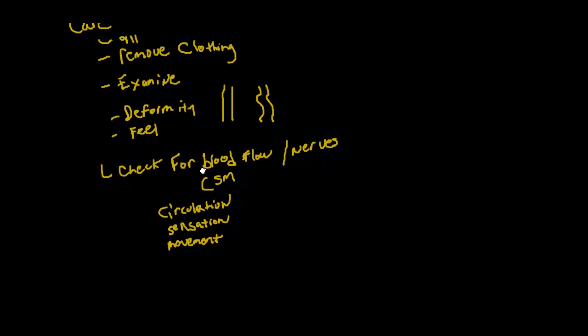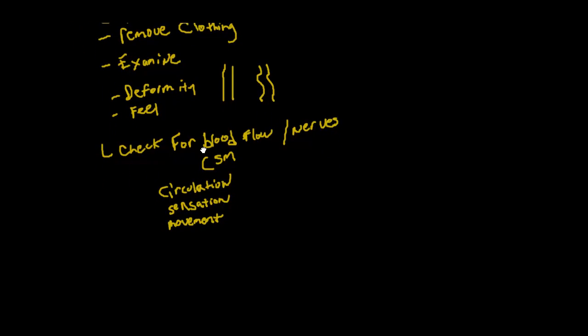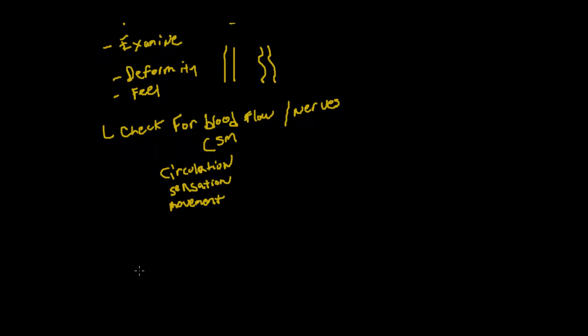So when you're checking, you'll check for circulation, sensation, movement. And when you're carrying, if you're going to move the person, you want to stabilize them. You want to stabilize that limb. And that's only if you're going to move them, or if EMS is going to be delayed, because if EMS arrives, they're going to have their own splints, essentially.